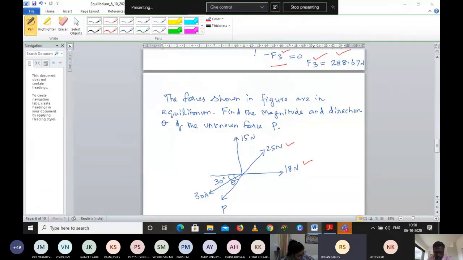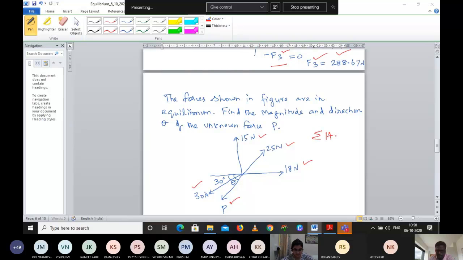We can resolve and use Lami's, no, sir. Lami's theorem is only for 3 forces in equilibrium, where we get the relation between one force with respect to the other two. But if it is more than 3, then we will face a problem. So this one, what do you have to solve?